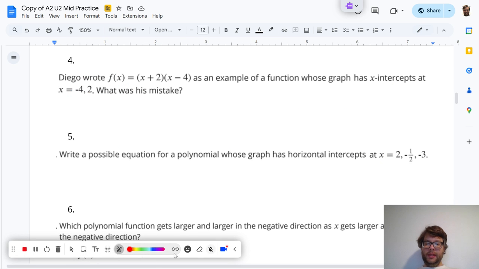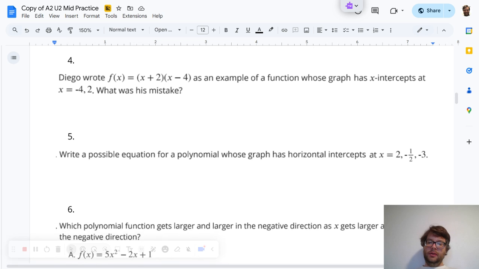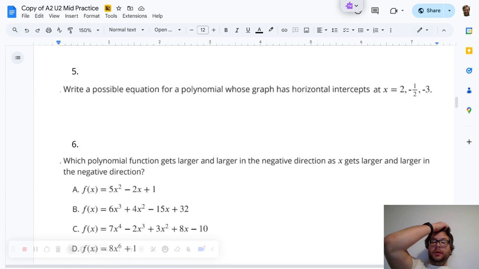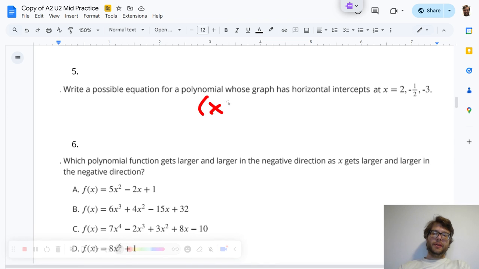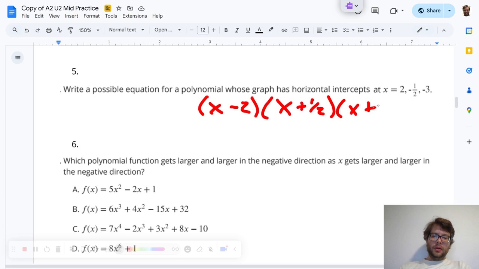All right, let's take that same idea and look at this next one. Write a possible equation for a polynomial whose graph has horizontal intercepts at 2, negative 1/2, and negative 3. I'll give you a couple options. Here's one option, probably the simplest: (x minus 2)(x plus 1/2)(x plus 3). That definitely works.